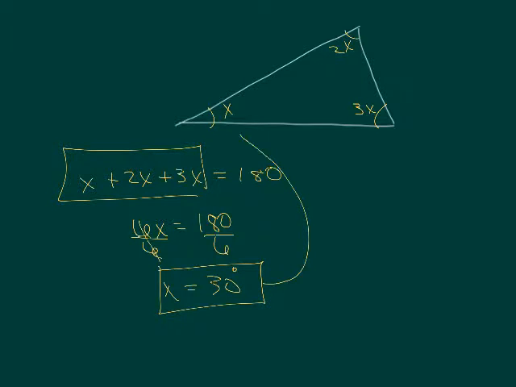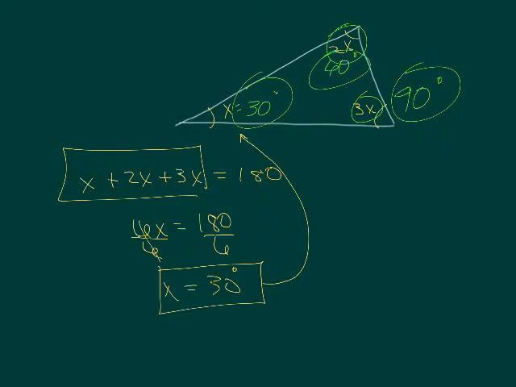If X equals 30, then what is this angle? It's 2 times X, and 2 times 30 is 60. This angle here is 3 times whatever X is, which is 30, so that's 90. So we have the 3 angles they were asking us to find. Make sure you don't just find out what X is; make sure you find out what the question is asking you to find. In this case, it was all 3 angles: 30, 60, 90.